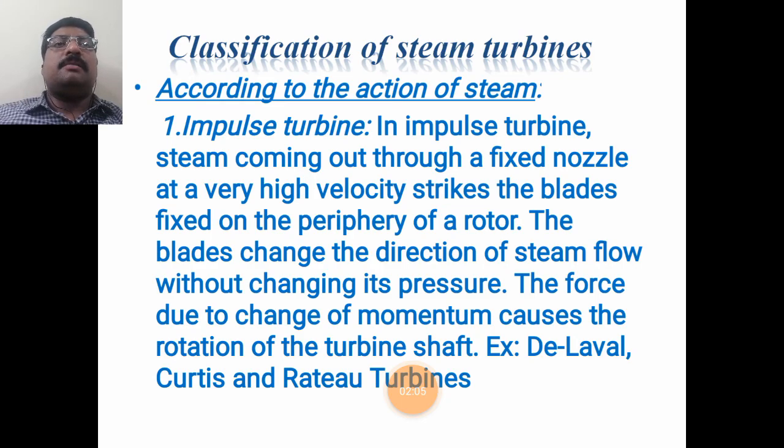The impulse turbine consists of a set of fixed blades and moving blades. First, the fixed blade is struck, and it helps change the direction of the steam flow without changing its pressure. Whenever the steam hits the moving blade, a change in momentum is created, and the resulting force rotates the turbine shaft. Examples of impulse turbines are the De Laval turbine, the Curtis turbine, and the Rateau turbine.